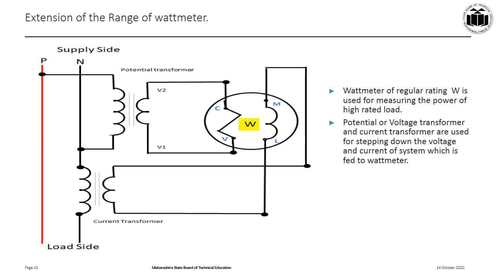Voltage across the pressure coil remains the same and hence the reading shown by the wattmeter will be calculated according to V into I into cos phi. Thus a higher value of power can be measured by using a regular wattmeter with the help of a potential transformer and current transformer. This is called the extension of range of a regular wattmeter for measurement of higher power.